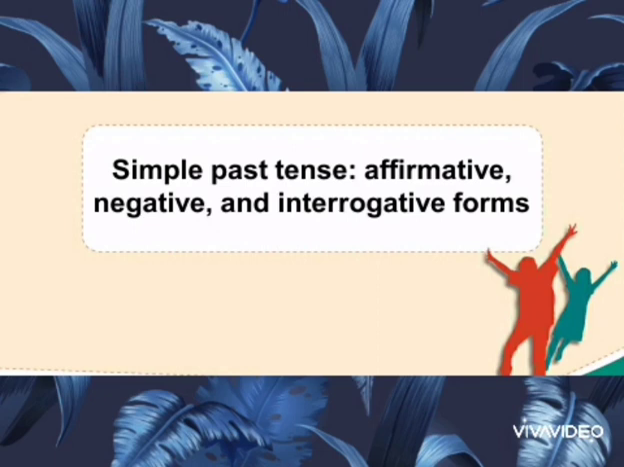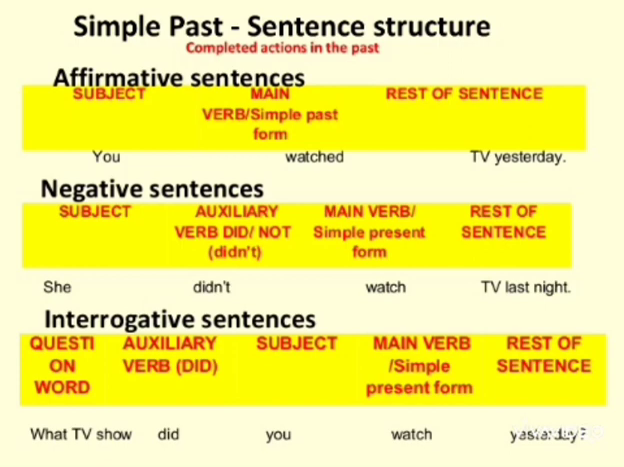Today, we are going to learn how to frame or construct affirmative, means yes type sentences, negative, means no type sentences, and interrogative, means question type sentences, using the simple past tense. Okay, students? So first of all, it is important to learn the sentence structure for affirmative or yes type sentences in the simple past tense, the sentence structure of negative sentences in simple past tense, and the sentence structure for interrogative sentences in simple past tense. So just have a look.